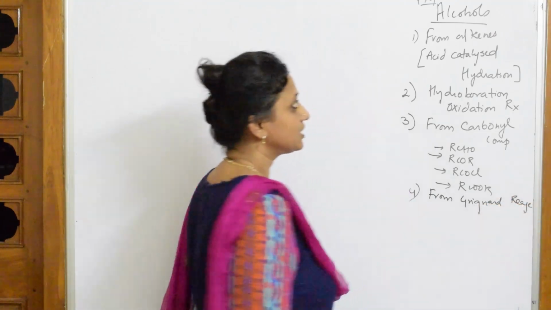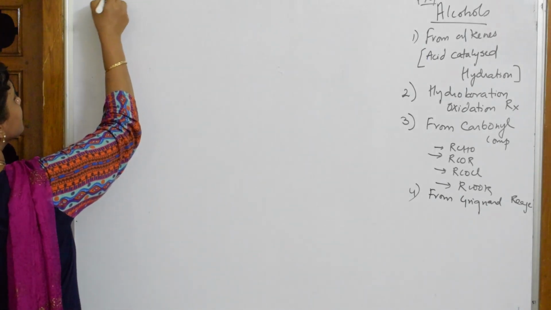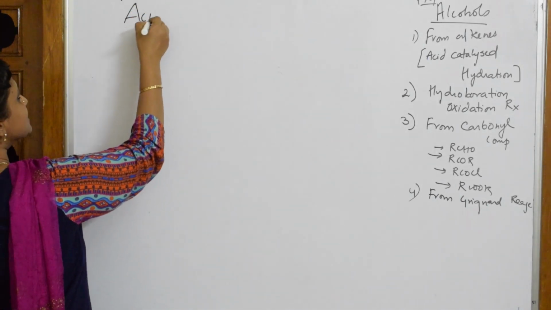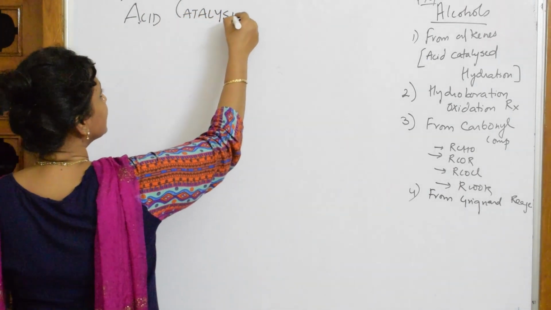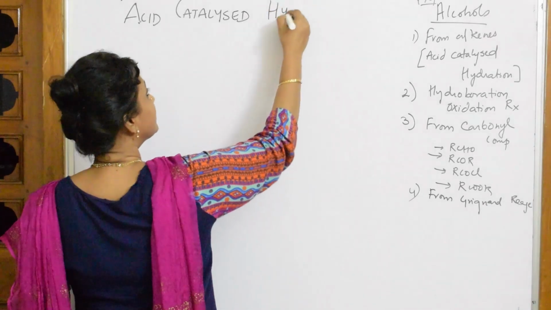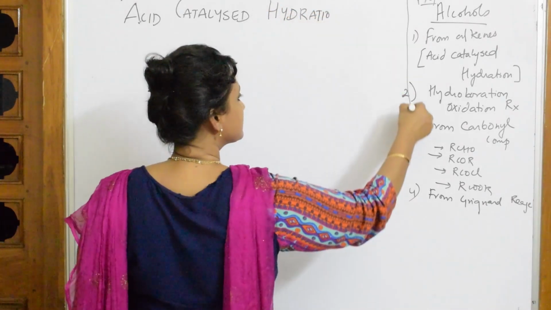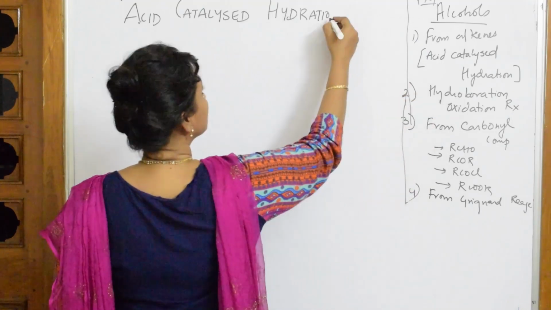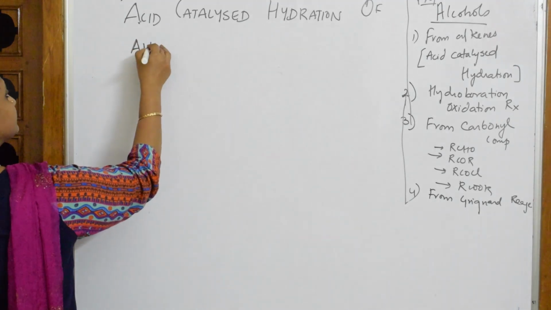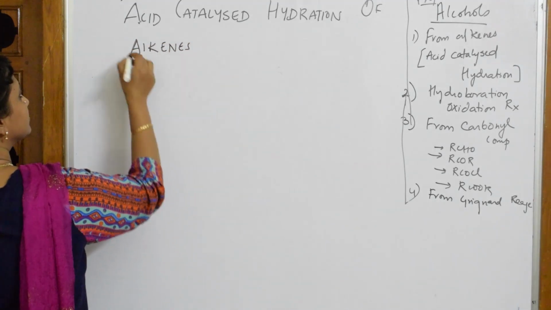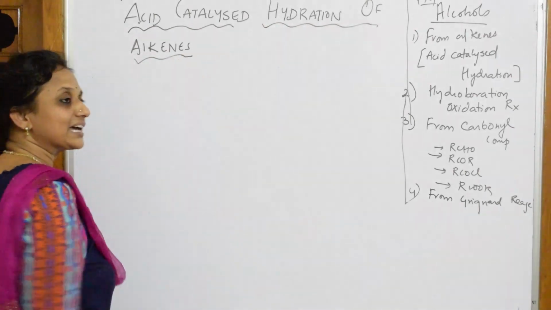Let us see this reaction. First, I'm going to pick up this. So write the heading: preparations in block, acid catalyzed hydration of alkenes. Right. So this is your heading. They'll ask you the mechanism also.